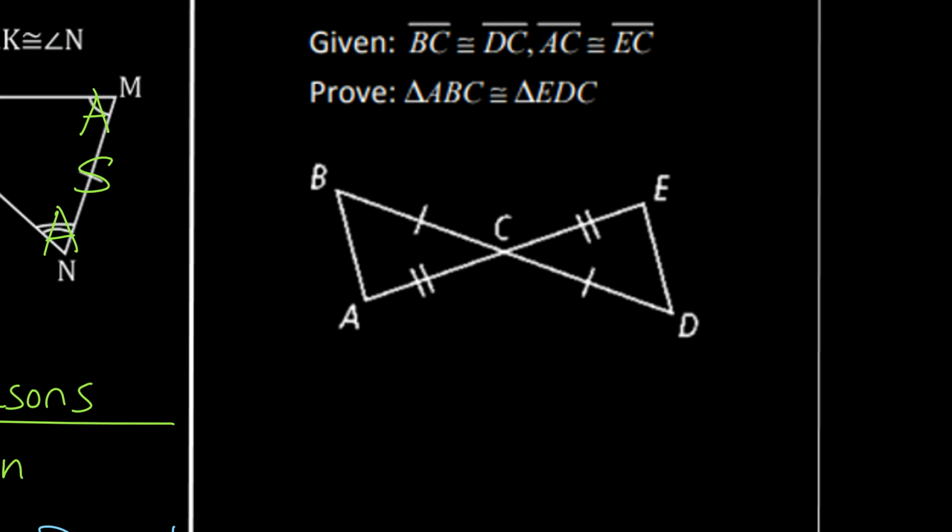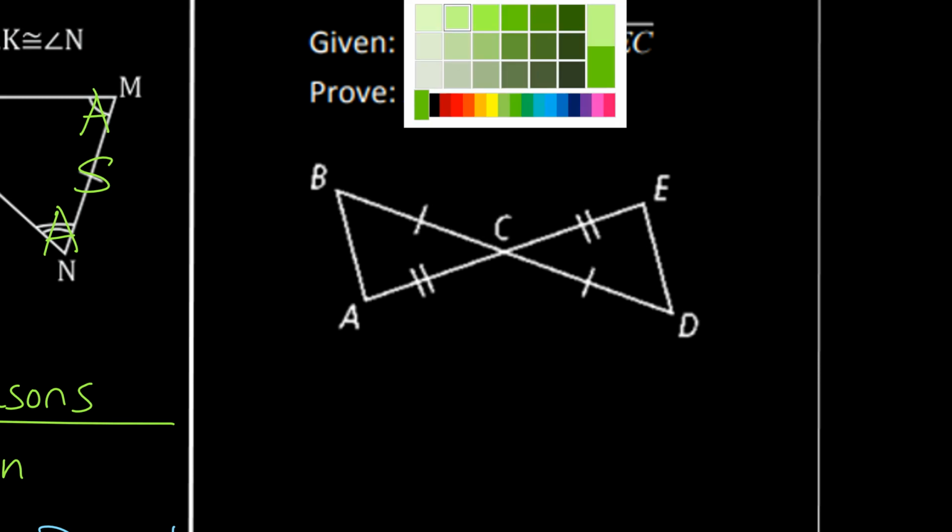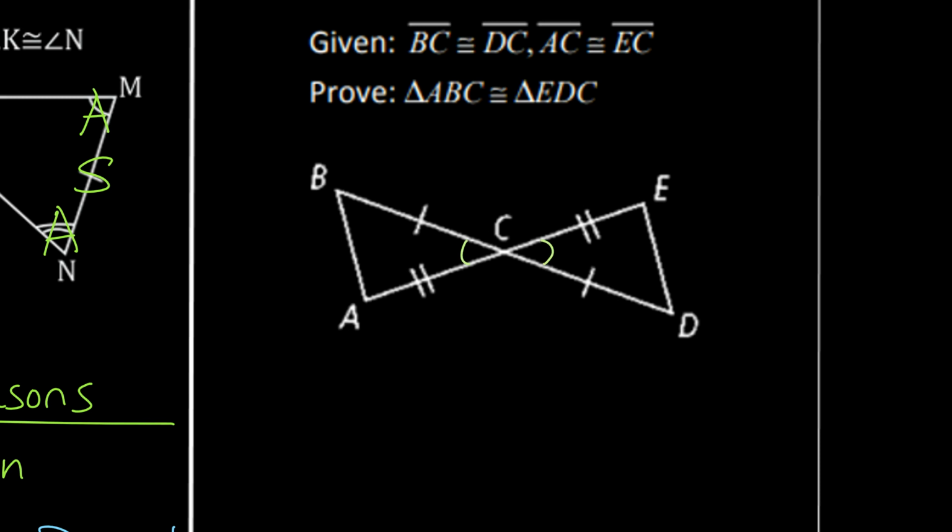Okay, so example number 2. We're given BC is congruent to DC and AC is congruent to EC, and we're asked to prove triangle ABC is congruent to triangle EDC. What should you do first? Mark the parts it tells you in the given, which it already did for us. BC is congruent to DC and AC is congruent to CE. Is there anything else in this picture that I need to mark congruent? Yes. What is it? Your vertical angles. Perfect. So I'm going to mark my vertical angle congruent to my vertical angle.